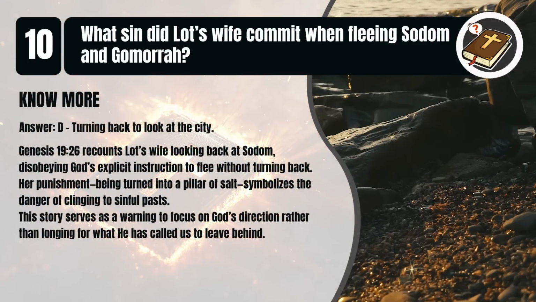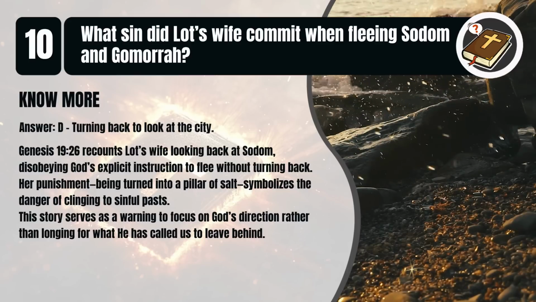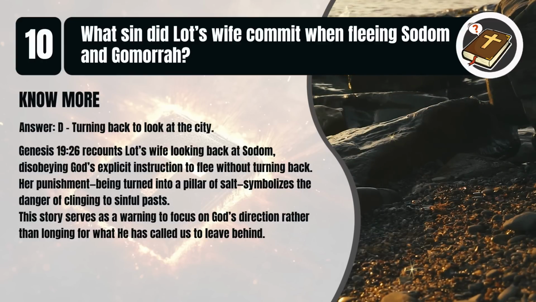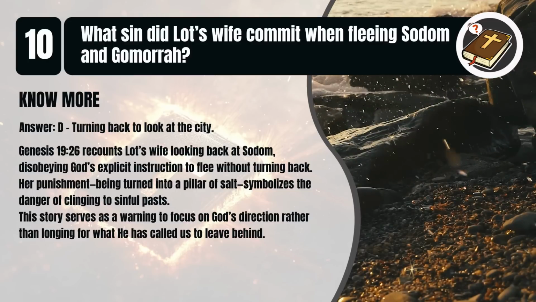That's D. Turning back to look at the city. Genesis chapter 19, verse 26 recounts Lot's wife looking back at Sodom, disobeying God's explicit instruction to flee without turning back. Her punishment, being turned into a pillar of salt, symbolizes the danger of clinging to sinful pasts. This story serves as a warning to focus on God's direction rather than longing for what He has called us to leave behind.